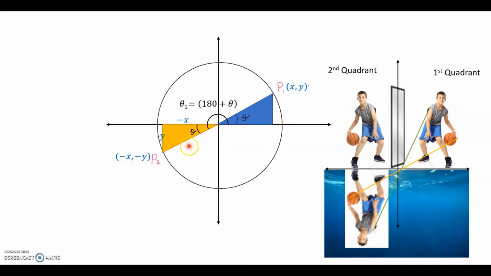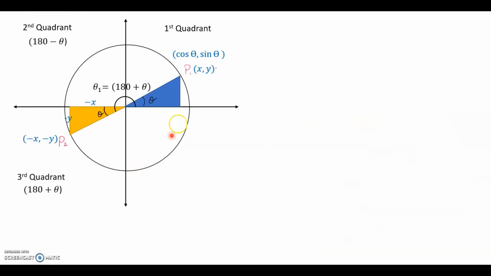However, let's now see what happens to the coordinates and what happens to our trigonometric functions. We know that our xy coordinate, which is this point P, can be written as cos theta, sine theta. And our point P1, which is with reference to angle theta 1, can in the same way be written as cos theta 1 and sine theta 1. So cos theta 1 is equal to minus x, sine theta 1 is equal to minus y.